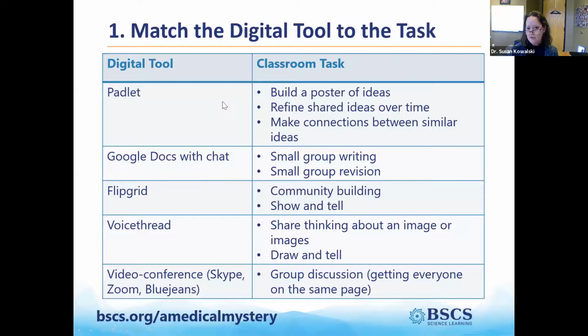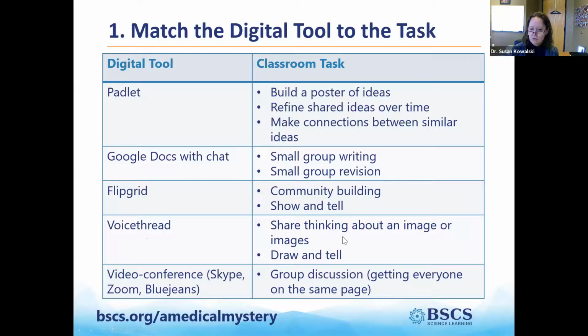Padlet is a nice tool, but it's good for things like building a classroom poster and building on that poster over time. Google Doc with chat is great for small group writing. Flipgrid is a fun tool. Students can create videos of themselves. I would say that's great for community building and kinds of show and tell experiences.